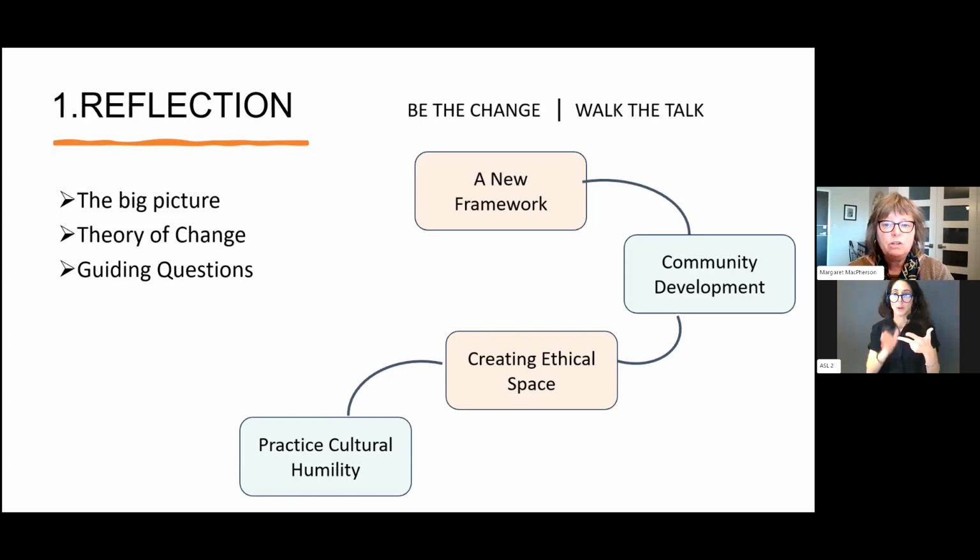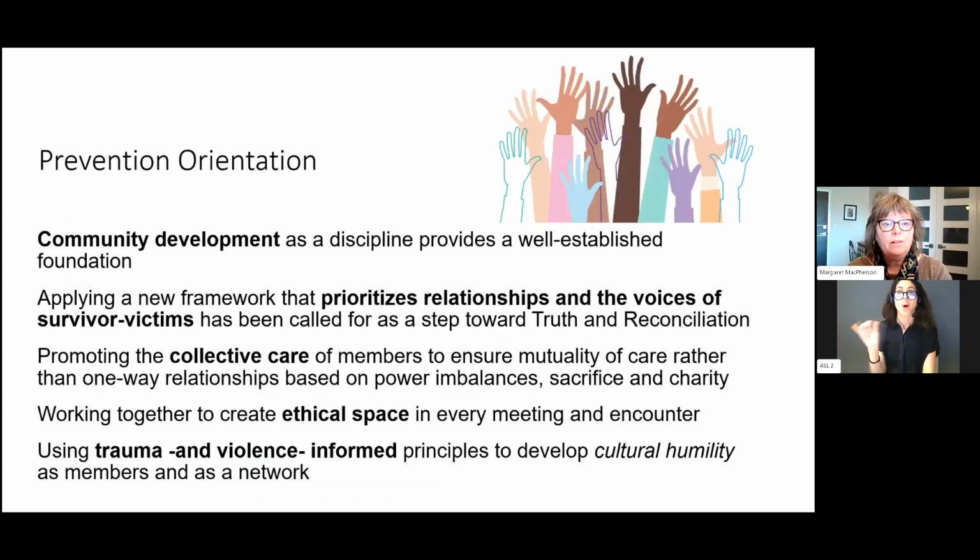And so in this section, we're going to talk about putting pieces together, putting different theories and principles and practices together to create a network that is truly welcoming and productive and inclusive of older people and the broader community. So in this section, what we're really talking about is developing an orientation to prevention as a network.